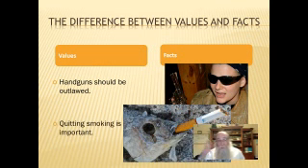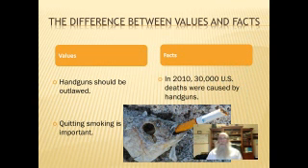Okay, let's go further. Let's say smoking is really a bad idea, right? So quitting smoking is important. That sounds almost like a fact, does it? Well, not necessarily. Because we're calling it important, it's called a value. How do we change these values into facts? What is the comparable fact which comes out of these statements of value? Let's say, for instance, handguns should be outlawed. We can say that in the year 2010, 30,000 deaths were caused by handguns.